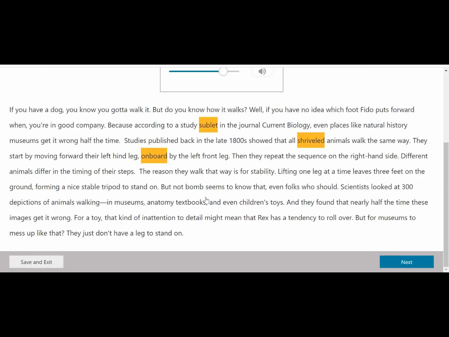But not everyone seems to know that, even folks who should. Scientists looked at 300 depictions of animals walking, in museums, anatomy textbooks, even children's toys, and they found that nearly half the time these images get it wrong. For a toy, that kind of inattention to detail might mean that Rex has a tendency to roll over. But for museums to mess up like that, they just don't have a leg to stand on.